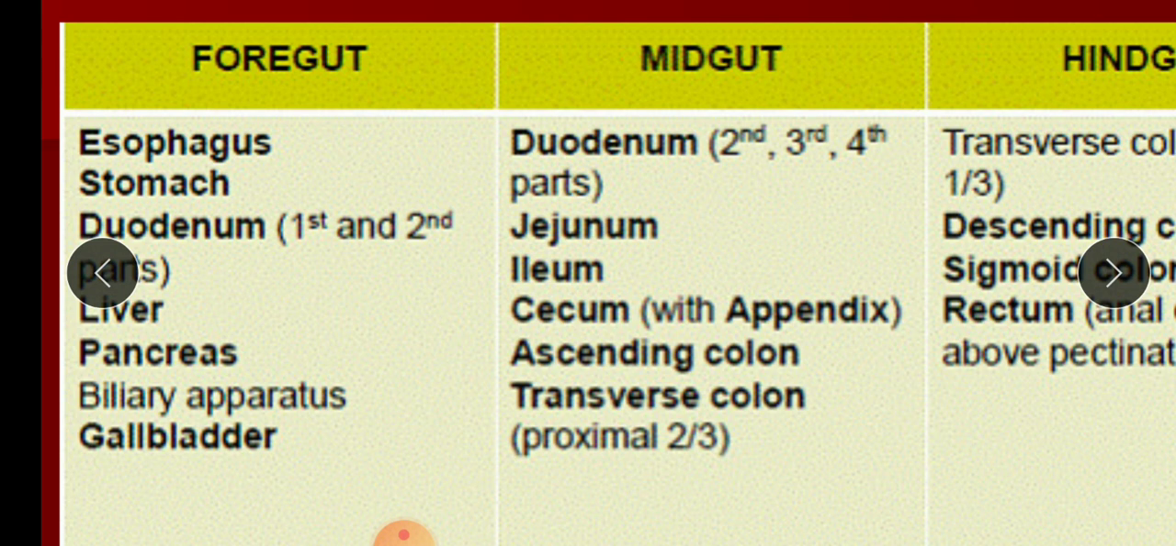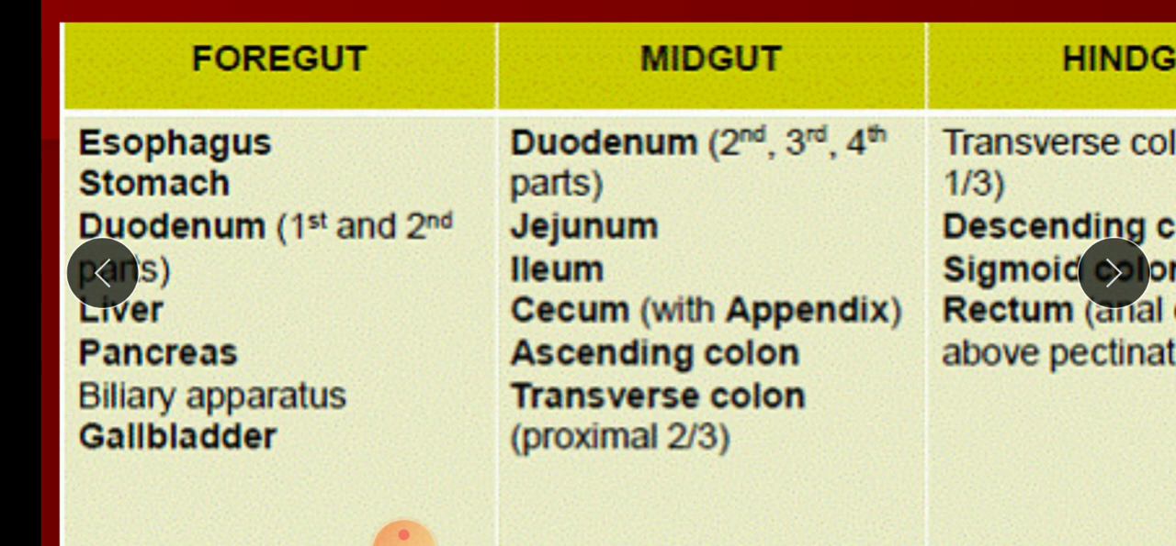Then midgut. I told you foregut will end till the opening of bile duct, that is in the duodenum. Trace it below. From the opening of common bile duct in the duodenum, you trace it down. What you get? The remaining part of the duodenum, you get jejunum, ileum, cecum, appendix, ascending colon, and the proximal 2/3 of transverse colon. Till that region, it is developed from the midgut and hence supplied by superior mesenteric artery.